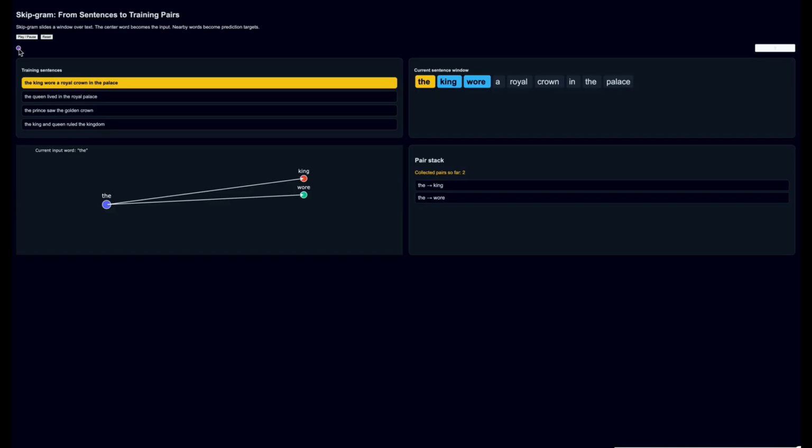Yet somehow, after training, words like king, queen, crown, royal, and palace end up close together in a mathematical space. How is that possible? The answer begins with a surprisingly simple idea: predict nearby words.